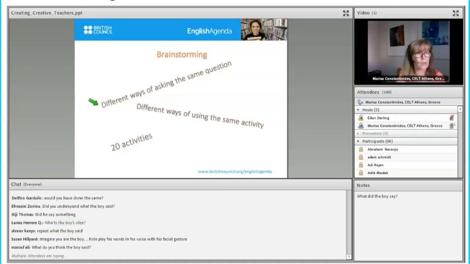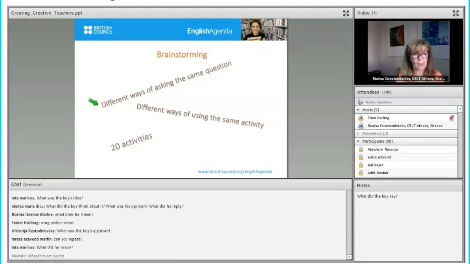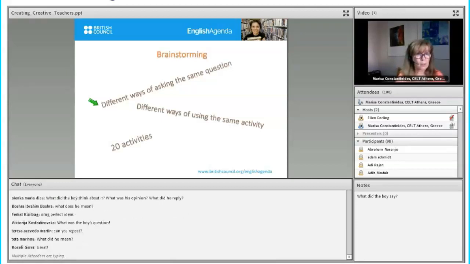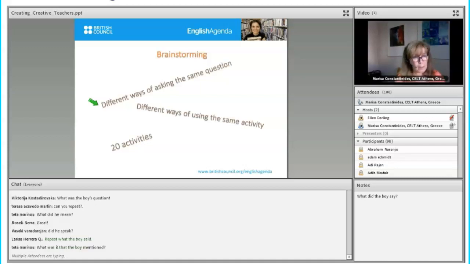expand their language repertoire. Imagine you're the boy. Okay, role play his words. What do you think the boy said? What did the boy think about? No, what did he reply? What did the boy reply? It's okay. So lots of different ways of asking the same question. For example, you could also say things like, the boy said something. What was it? Or you could say, repeat what the boy said.